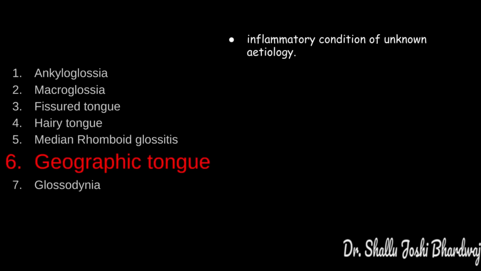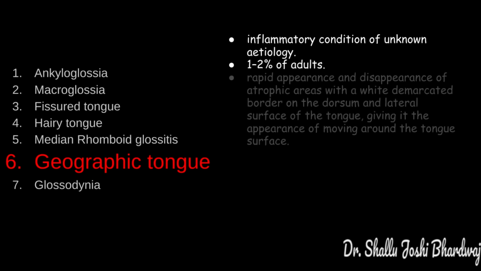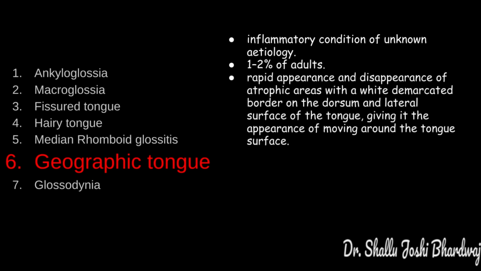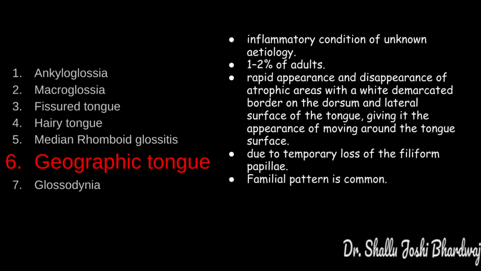Next is geographic tongue. So, this is an inflammatory condition, but etiology is again not known. It's seen in 1 to 2% of the adult population. What happens is there is rapid appearance and disappearance of atrophic areas with well demarcated borders on the dorsum and lateral surfaces of the tongue. So this gives the appearance of a wandering lesion moving around the tongue surface. This atrophic area is because of temporary loss of filiform papillae. All right, and a familial pattern is seen in this condition.